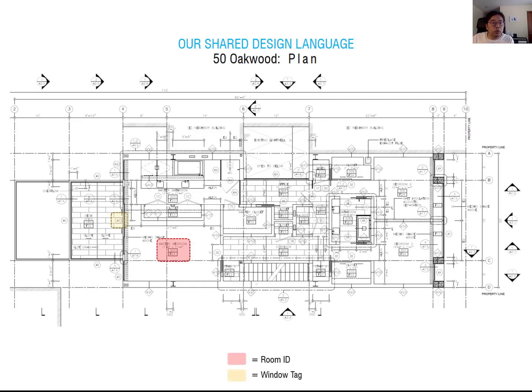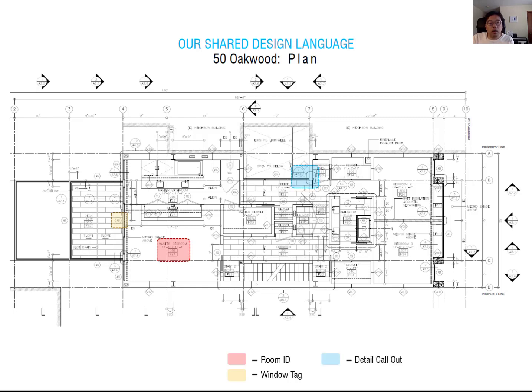Next one, the window tag and the detail callout. When you follow the window tag number, it links to the window schedule. This window schedule indicates all the door system and door lock system, and also you can find out the size of the window.